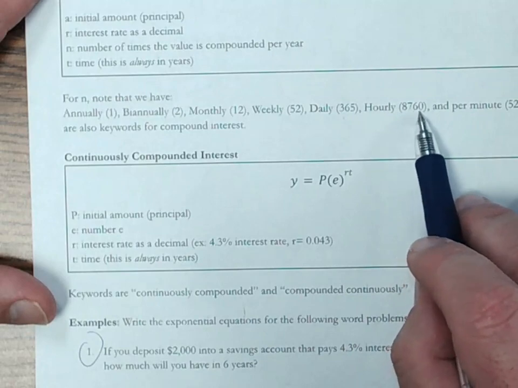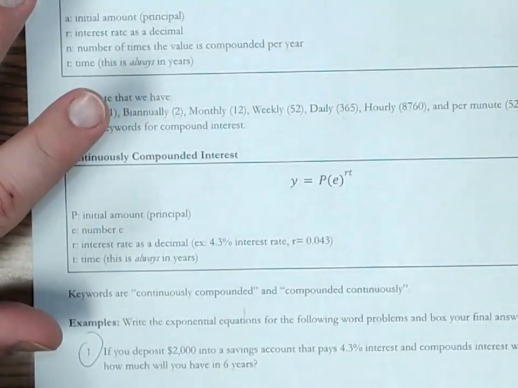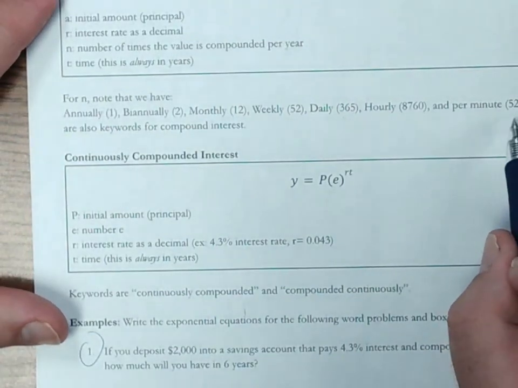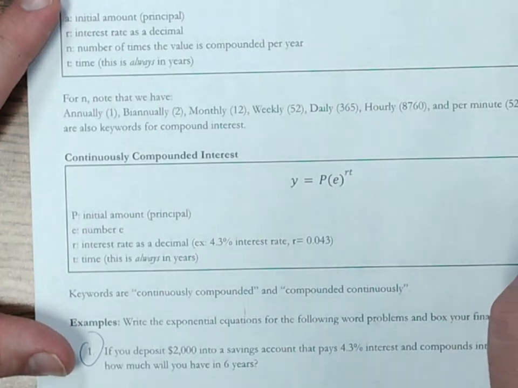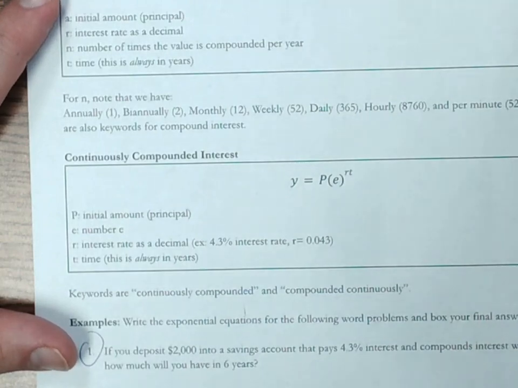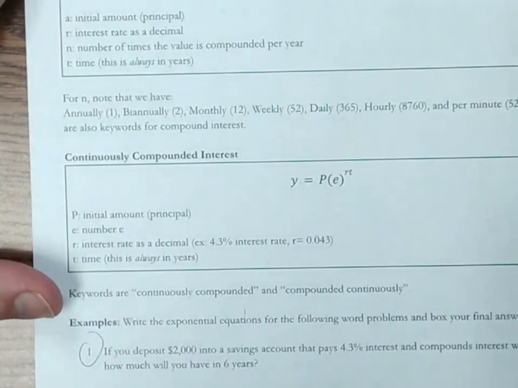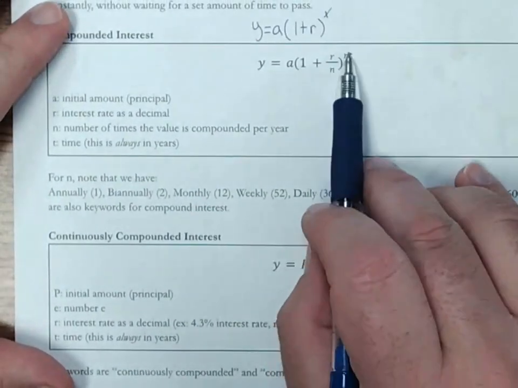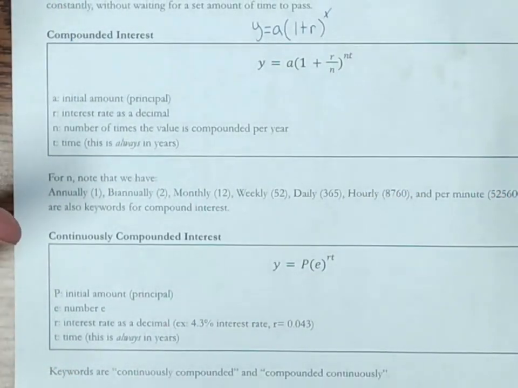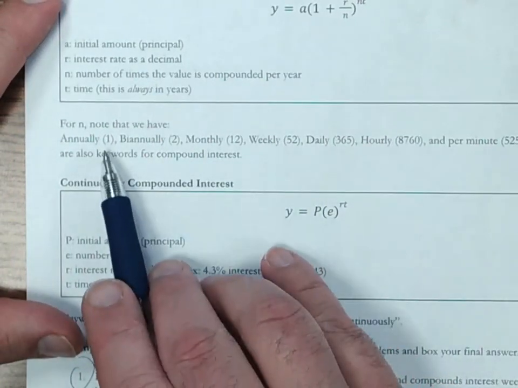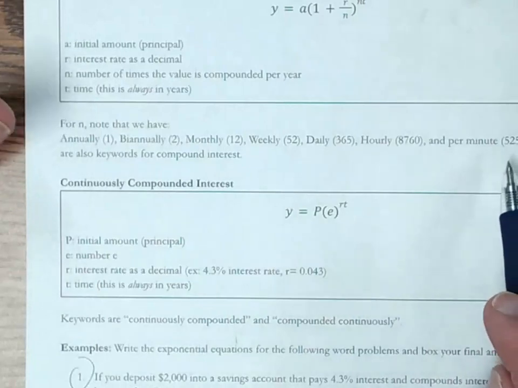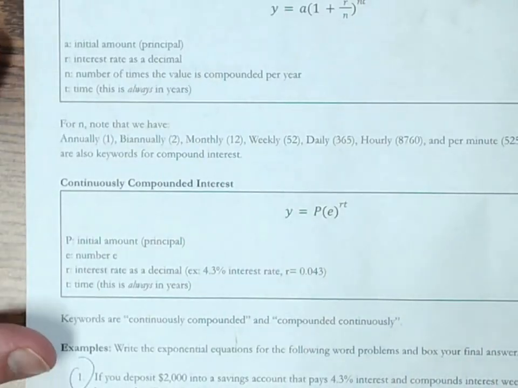There are 8,760 hours in a year, and this is my favorite, 525,600 minutes in a year. So be on the lookout for those words. They will tell you what number to use for N. Now, we're just going to write these. We're not going to calculate them. You may have noticed, by the way, that these words got steadily larger, right? We went from once a year to 600,000 times per year. And we could go on to seconds and milliseconds.